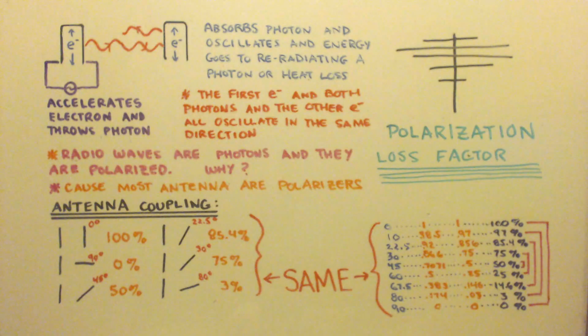Because most antennas are polarizers. You know what I mean? So they polarize. That's what polarizers do to light. And radio waves are light, right? Now we're going to go into something called the polarization loss factor. And that's something that an antenna has.